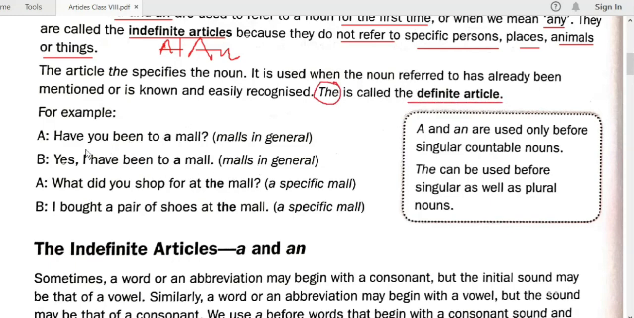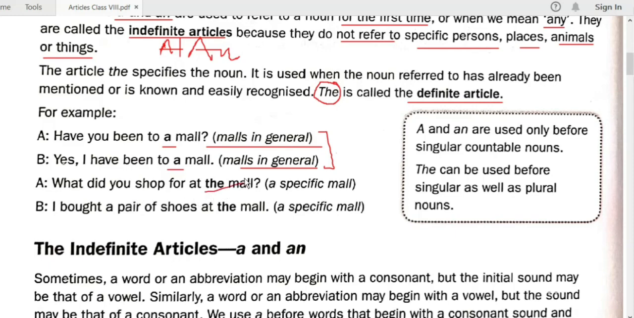For example, have you been to a mall? Here, a mall, malls in general. Yes, I have been to a mall. Here also it is in general. This question is asked in a general way, and the reply is also in a general way. But for another question, what did you shop for at the mall?